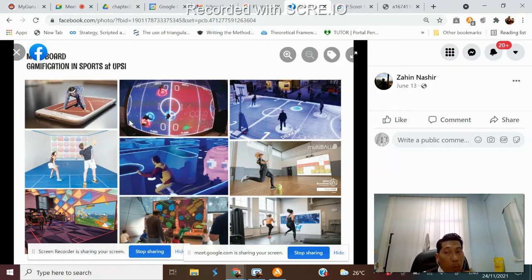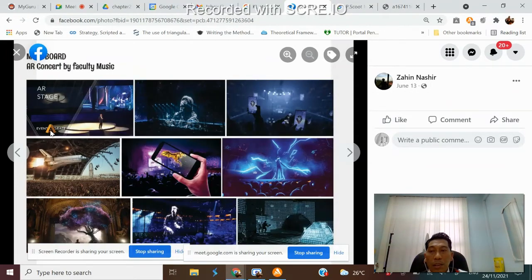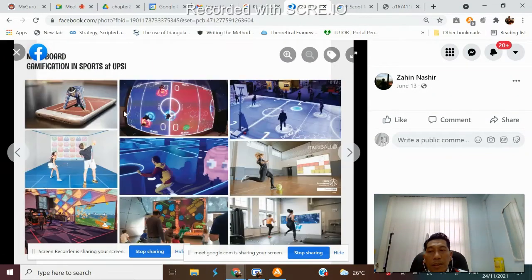So basically, your senior was proposing, for example, a one day sports event in Hoopsy. As it says here, in collaboration with the Faculty of Music, an AR concept by the Faculty of Music, and this technology or AR concept is in collaboration with the Sports Science Faculty.